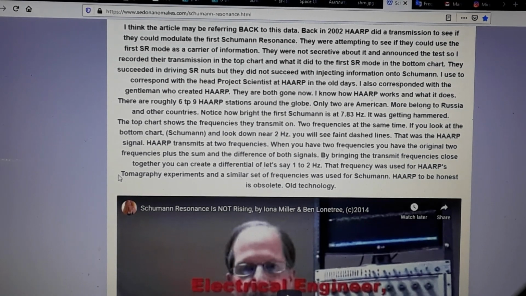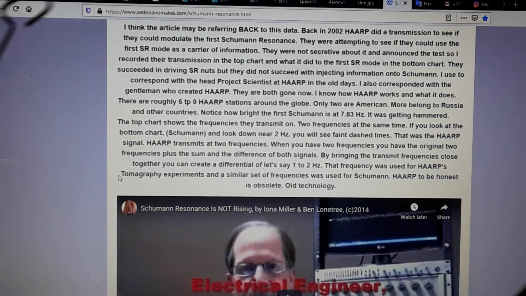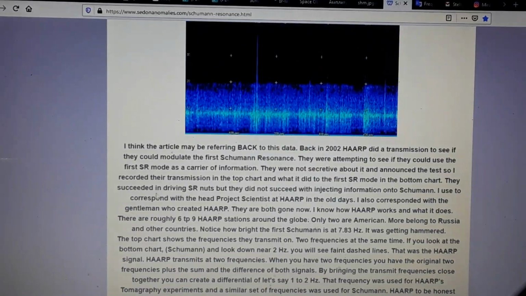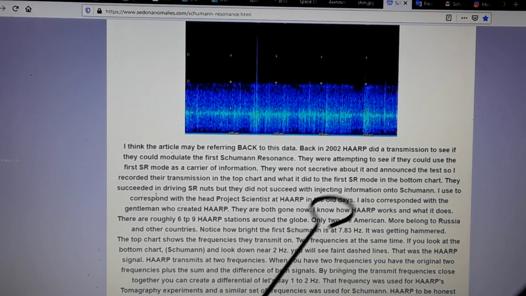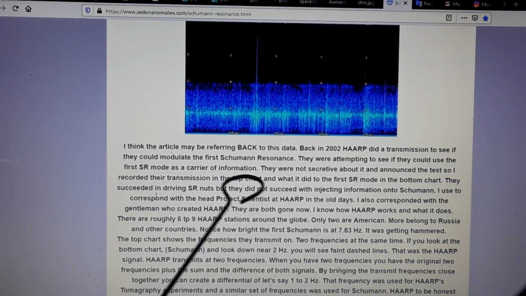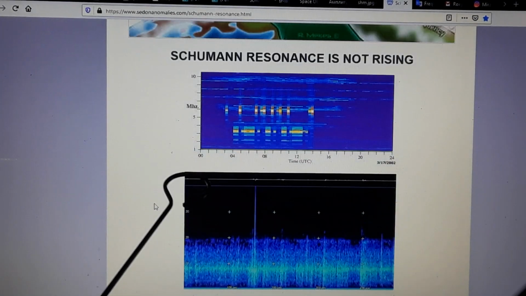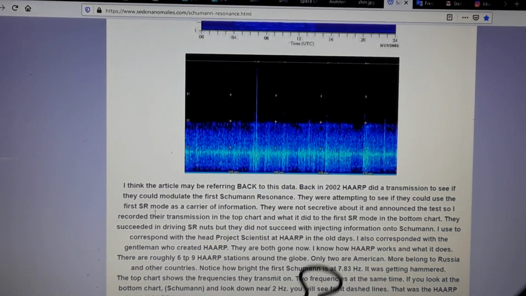Back in 2002, HAARP did a transmission to see if they could modulate the first Schumann resonance. They were not secretive about it, and they announced a test. So I recorded their transmission at the top chart. All right, so that's the top chart right there. They succeeded in driving the Schumann resonance, but they did not succeed with injecting information onto Schumann.